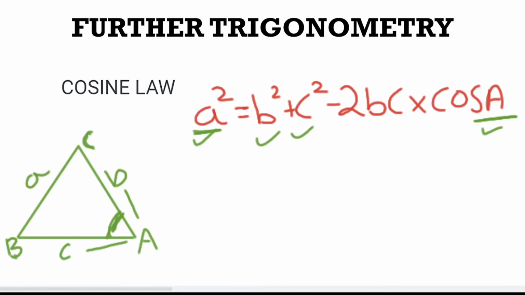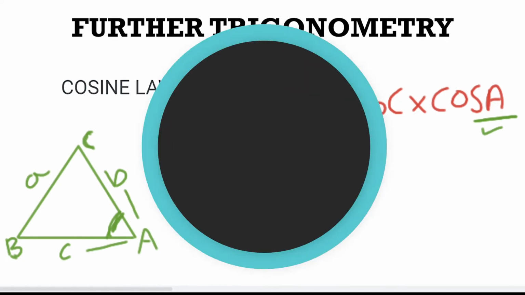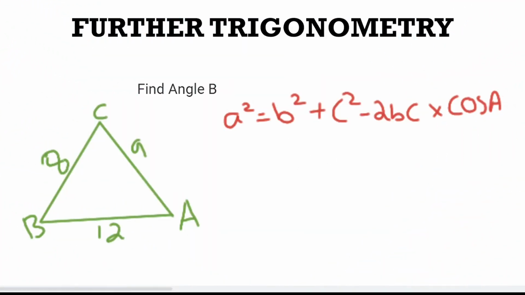Now let's discuss with a question how we could solve the cosine law by its formula. The question states that we have to find angle B. The tricky part is that in the formula we have learned, it is written cos A. So where to put angle B?